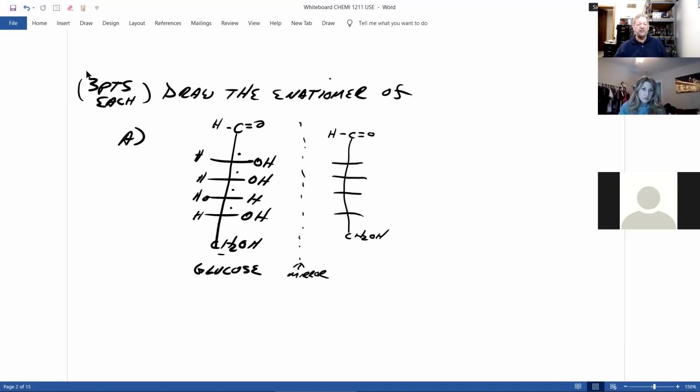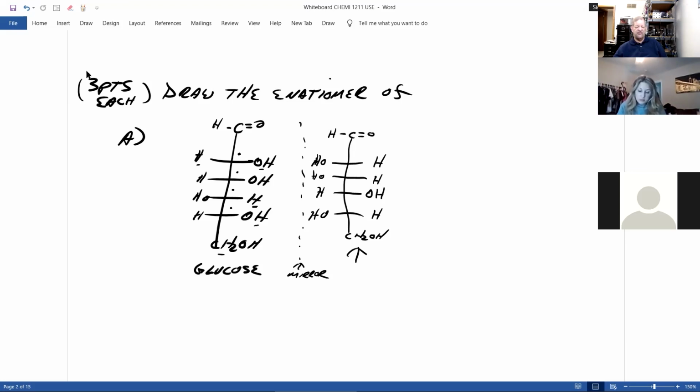So what's close to the mirror? Hydroxyl group. Well, you'll see that first in the reflection. What's farthest away? Hydrogen. Second one, hydroxyl group, farthest away, hydrogen. This one, hydrogen is closest to the mirror. You'll see that first. Hydroxyl group farthest away. Same thing here. Hydrogen, hydroxyl group, hydrogen.